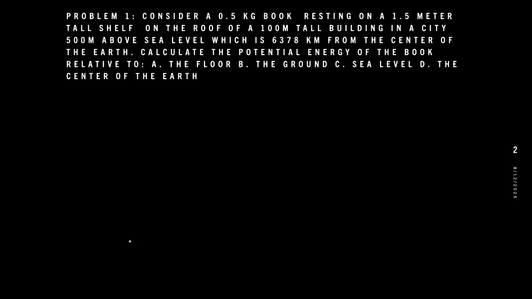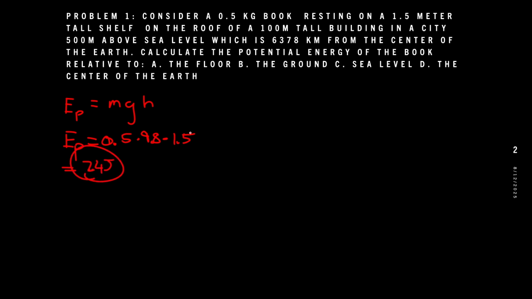So first we have to remember our equation for potential energy, which is potential energy equals mgh. So now that we have this formula, we could solve for our first part. We know that the mass is 0.5 kg, g is 9.8, and the height is 1.5. So now we could plug those into our equation: 0.5 times 9.8 times 1.5, and if we multiply that, we get 7.4 joules.